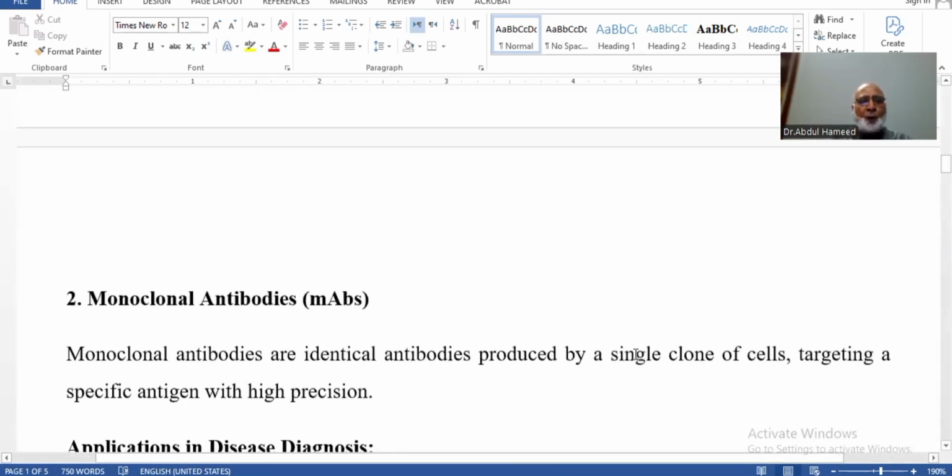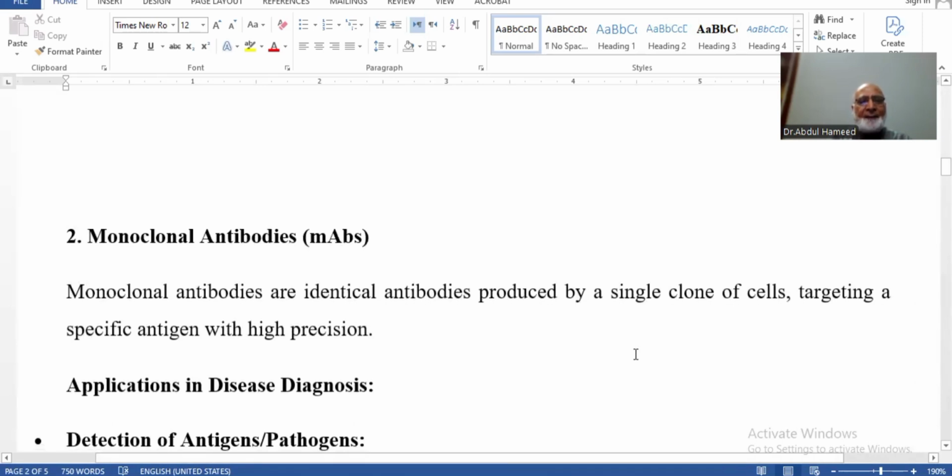Then come the monoclonal antibodies, abbreviated as MABs. Monoclonal antibodies are identical antibodies produced by a single clone of cells, targeting a specific antigen with high precision. So how to make them? It's very simple. First of all, we identify a B cell producing a specific type of antibody. Then we fuse it with a hybridoma, to make a cell which has the ability to divide and redivide and to produce monoclonal antibodies. I would say it is a very useful technique.